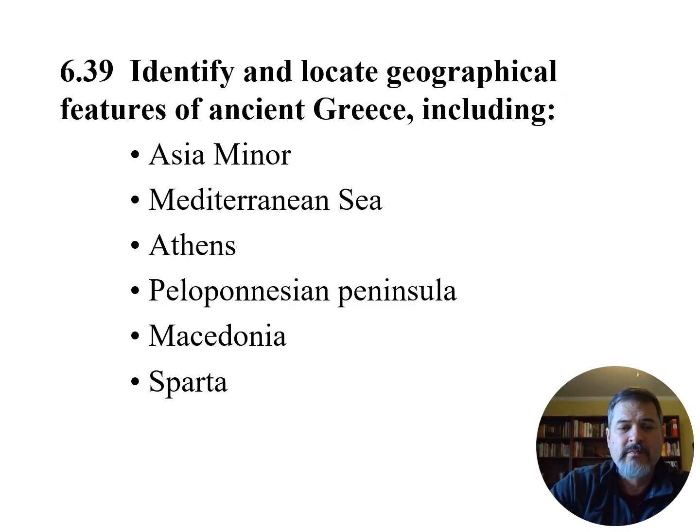Standard 6.39: identify and locate geographical features of ancient Greece, including the following: Asia Minor, the Mediterranean Sea, Athens, the Peloponnesian Peninsula, Macedonia, and Sparta. Each time we do a civilization, we always start off with maps. We're always doing the geography first, and this is no less. This will be the first part of what we're doing in Greece.